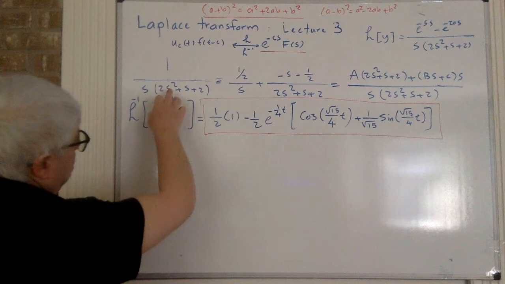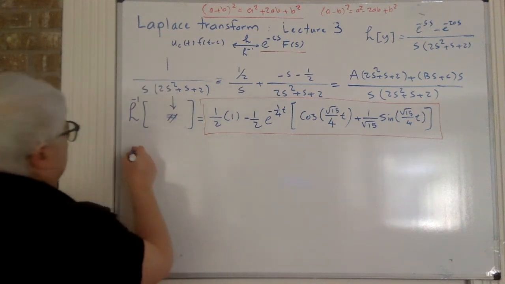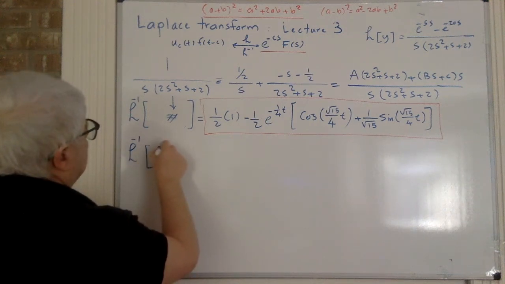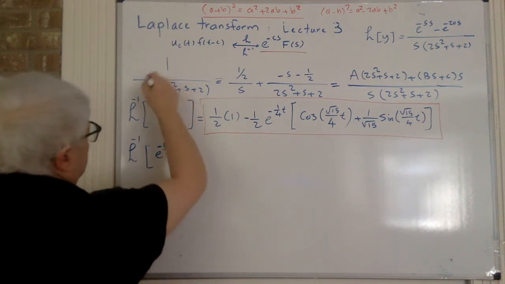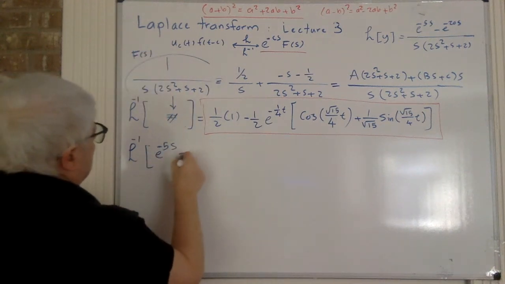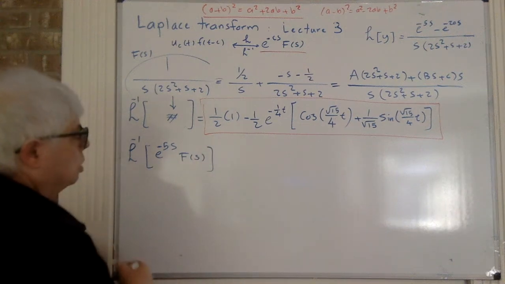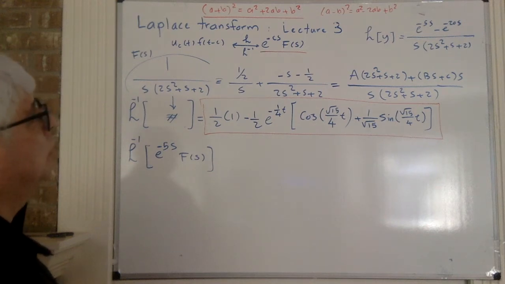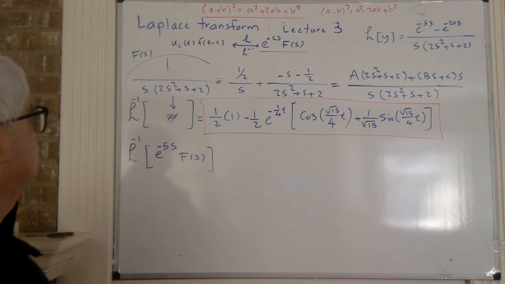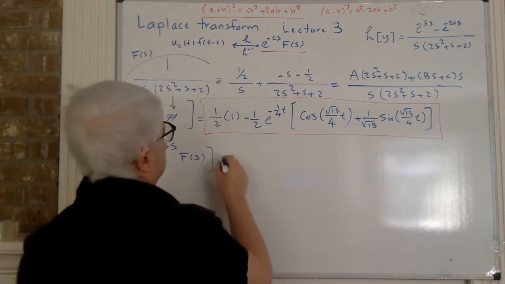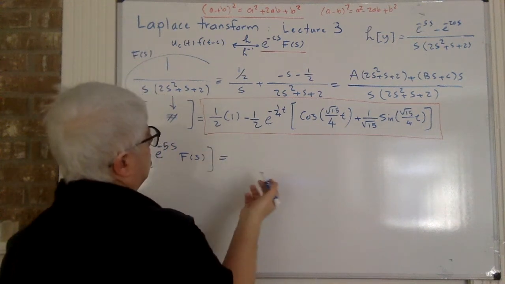So L inverse of this Fs is this, but I need L inverse of e to the power minus 5s times this Fs, so let's call this Fs. Remember that was every t goes to t minus c. So this is minus 5, so c is 5, so everything goes to t minus 5. This doesn't change because there's no t here.